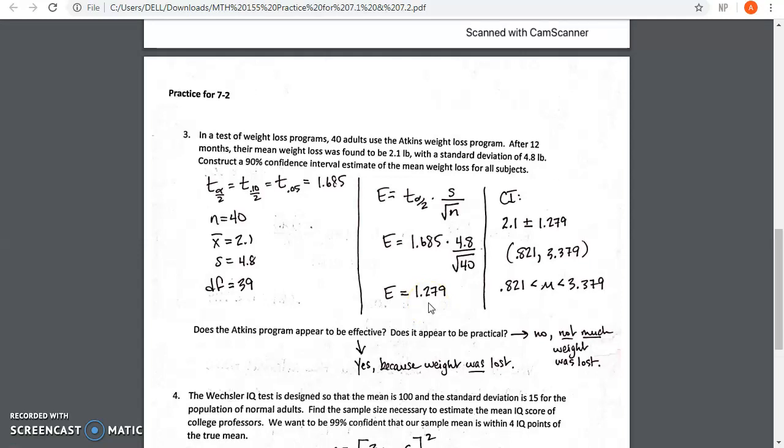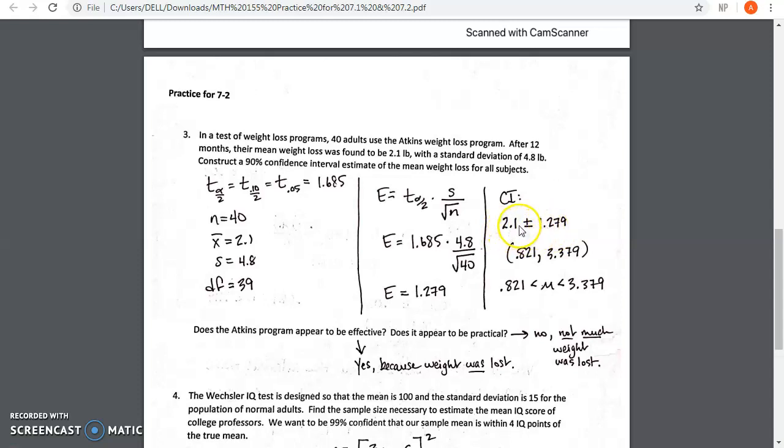Okay, so in order to get your confidence interval, again, you can write it however you would like. You're going to take the x bar, which is 2.1, and you're going to add the margin of error, and you're going to subtract the margin of error. So you can write it as x bar plus or minus your E. You can write it like that. You can actually do the math.